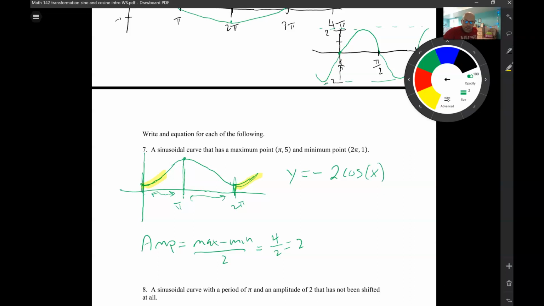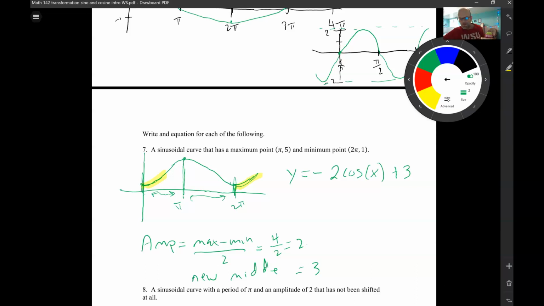And then the last thing is, has it been shifted vertically? And we know, yes, it indeed has, because the center of this graph is not on the x-axis. So we just need to know what the middle is. The middle, remember, is going to be 2 above the bottom or 2 below the top, because that's how amplitude is found, right? So since the bottom is 1, the new middle must be equal to 3, because I'm going from 1 up 2 to get to 3. So that means I need to shift it up 3.